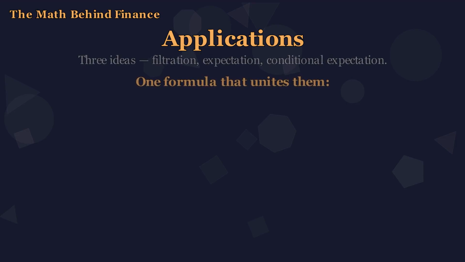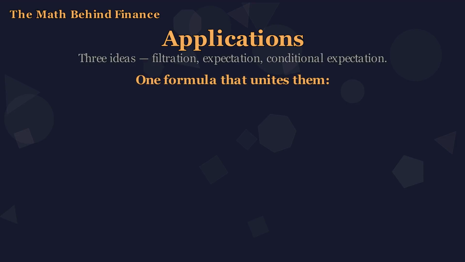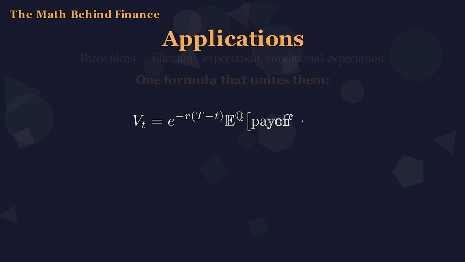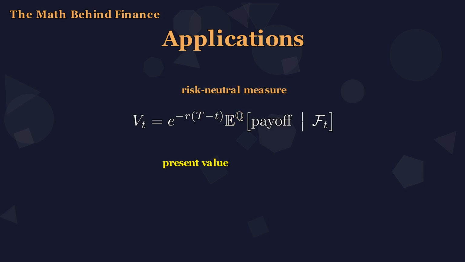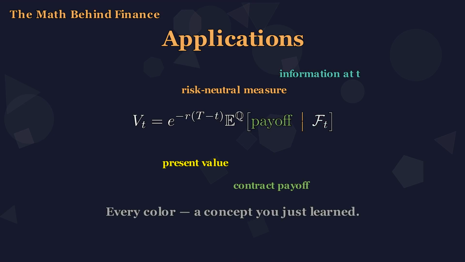3 ideas: filtration, expectation, conditional expectation. One formula unites them. V_t equals the discount factor times the risk-neutral expectation of the payoff, given F_t. This single line governs all of phase 2. The yellow piece, present value. The Q in purple, the risk-neutral measure, a change of probability. Green, the payoff. Teal, the information available at time t. Every color is a concept you just learned.